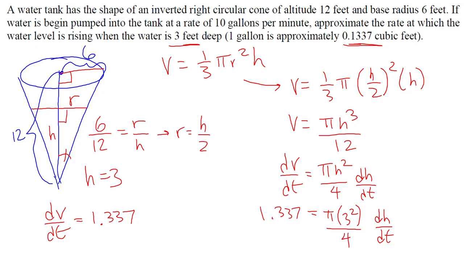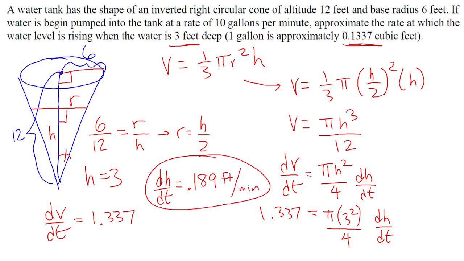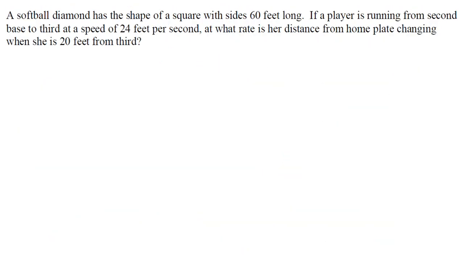I'm not going to get out the calculator and do the arithmetic on it. dh/dt is just going to be approximately equal to 0.189 feet per minute. So just solve that for dh/dt there. All right, we got one problem left to go here.